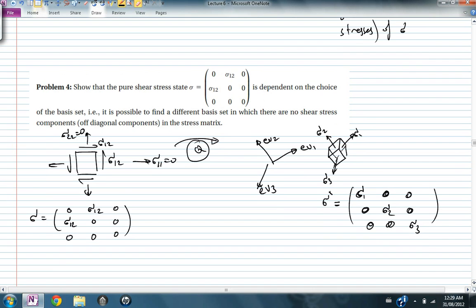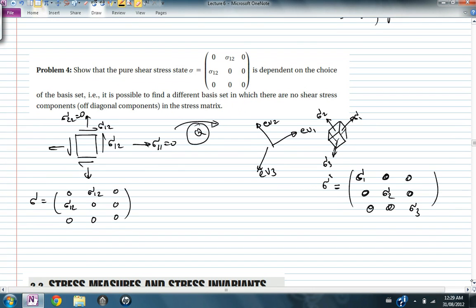So this is it for this section, and in the next section we're going to continue with stress measures and stress invariants.